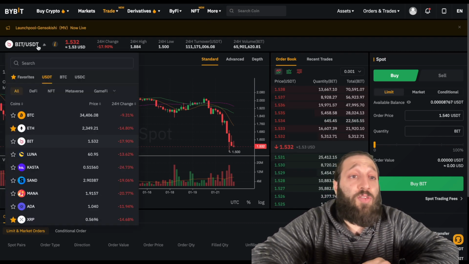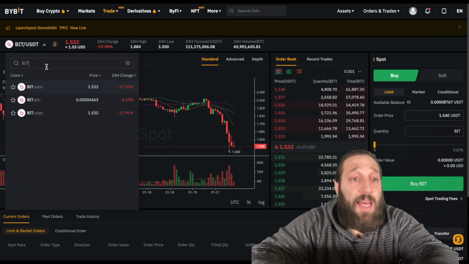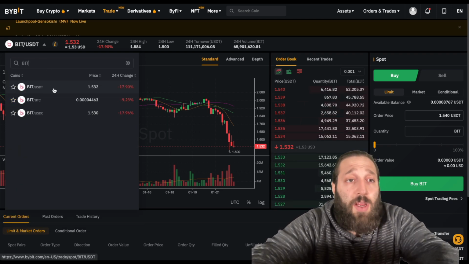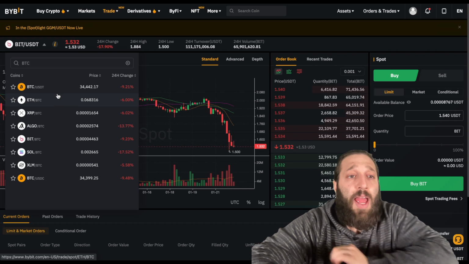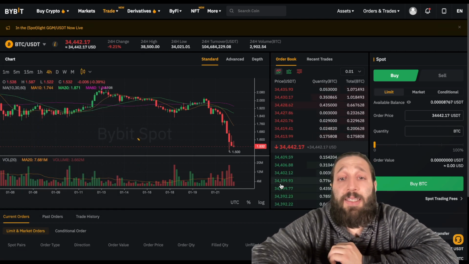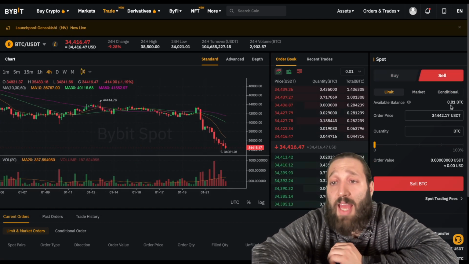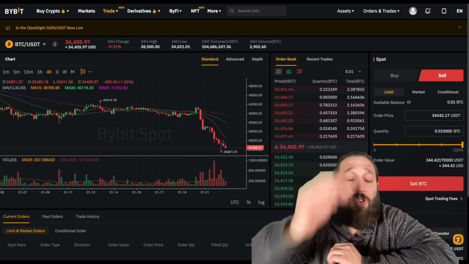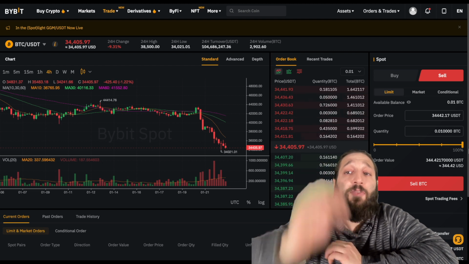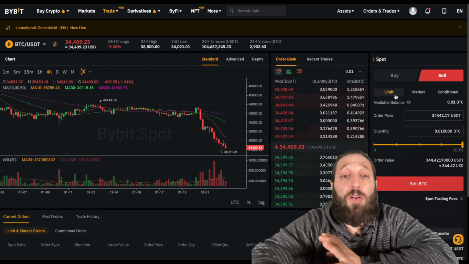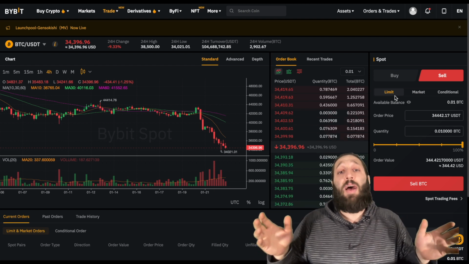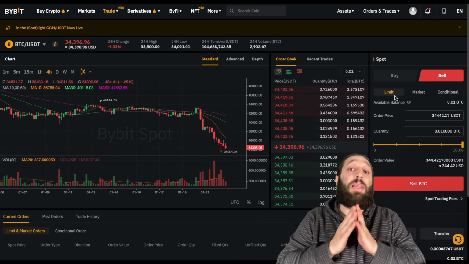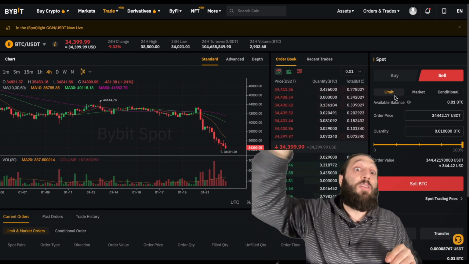So we're going to have to actually go to the Bitcoin pair and then sell that. So we'll go to the Bitcoin pair right here, BTC USDT, and then you can see we actually have 0.01. So if you want to sell it, there's multiple ways to do so, and I'll actually explain them right here. First, you have the limit order. So if you have any asset, you can set up a limit sell. So it's kind of like your target sell.